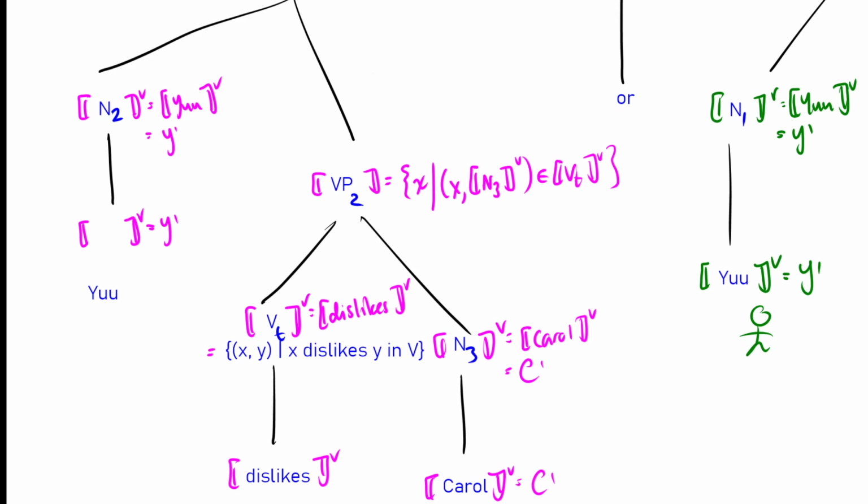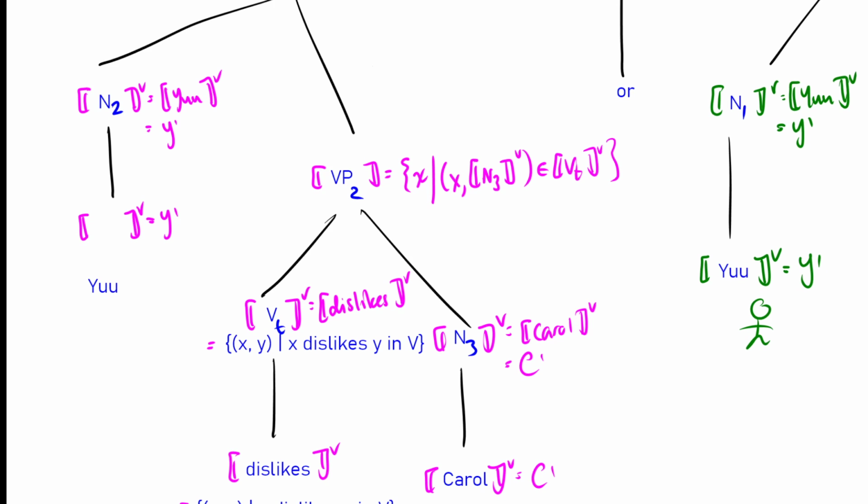Okay. So we're looking for subjects x, where we have pairs x and our object in the set of dislikes. So I can now type this out. I'm not going to write out the second line that I normally do because we don't have to, but now we're looking for the set of x such that x dislikes c prime in v. So we're looking for the set of people that dislike Carol. That's what we're looking for now. So that's our meaning, that's our value of our verb phrase.